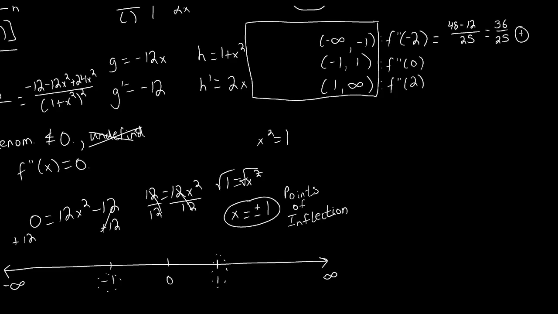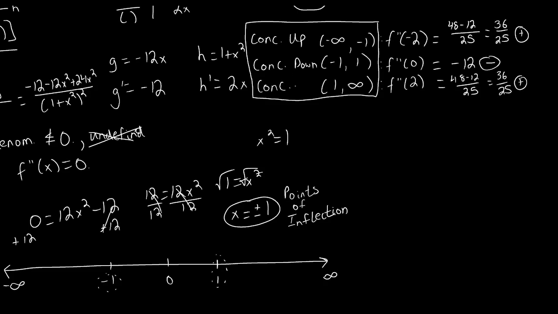So we returned a positive value for our second derivative. So on this interval, we are concave up. If we plug in 0 into our second derivative, we get negative 12. And this is negative, so our function is concave down. Then what about f double prime of 2? Again, we get 48 minus 12 over 25 equals 36 over 25 by nature of all the squares in our second derivative. So this is positive again, and this is concave up on this interval.